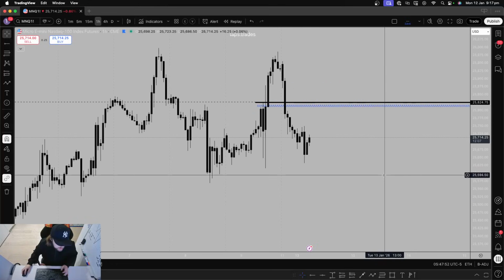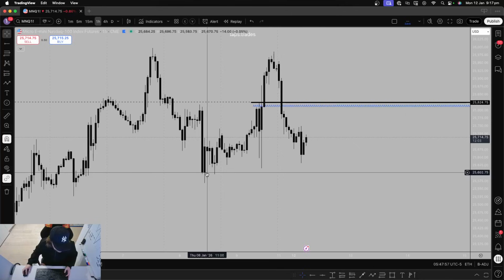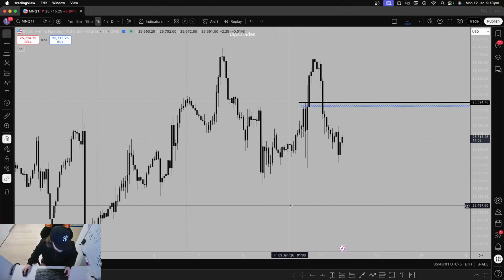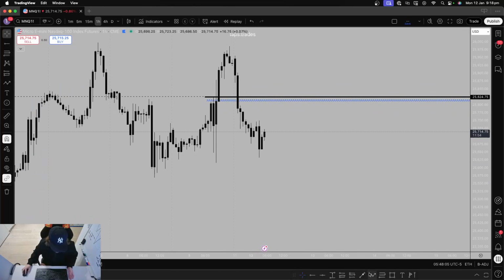If we're just basing it on the hourly time frame, we can see that this is the ultimate push that moved this market up here. So ideally, I'd like to see price break below this level. If we were to hypothetically draw that out and see what that might look like, we'd want price to do something like this.